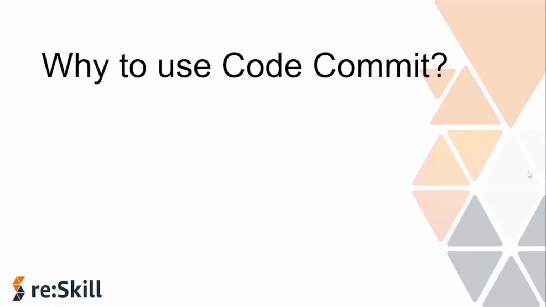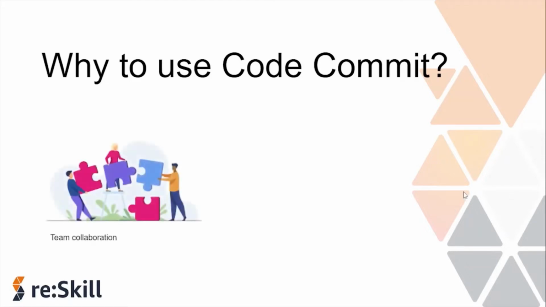Now let's move to why to use CodeCommit. AWS CodeCommit is a cloud-based version control system provided by AWS. To start from basics, we have functionality 1, which is team collaboration. When we work on a project, we usually work in teams. We need to share our files with our team members, and this sharing can be taken care of using AWS CodeCommit, as it serves as a cloud-based centralized repository.